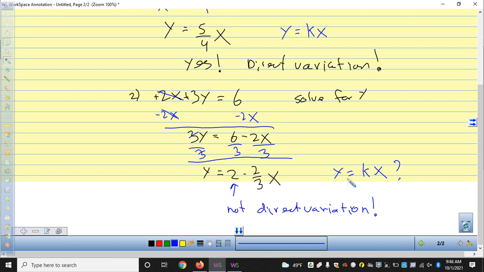Okay, questions on that example? Yes? To be a direct variation, it has to look like this. Y equals some number times x. And nothing else. It has to look like this.